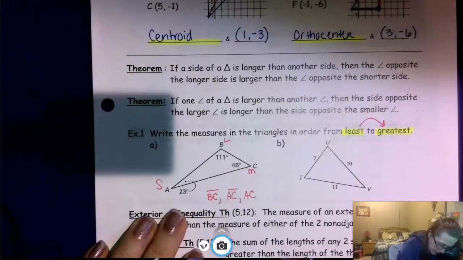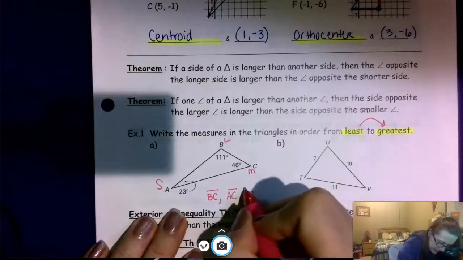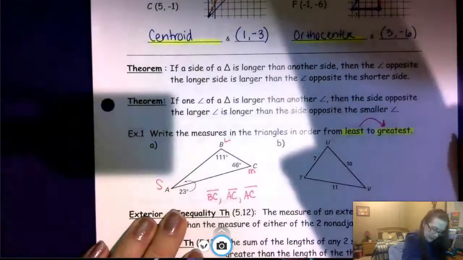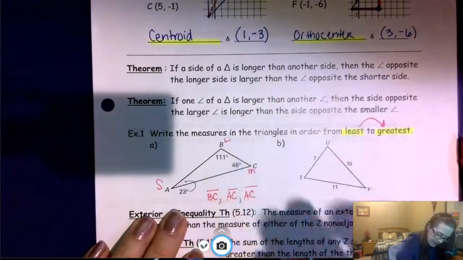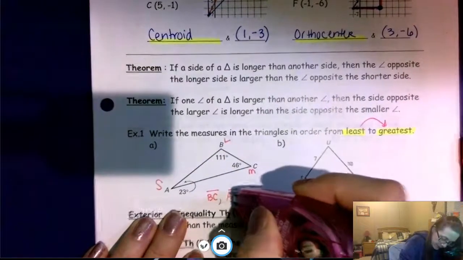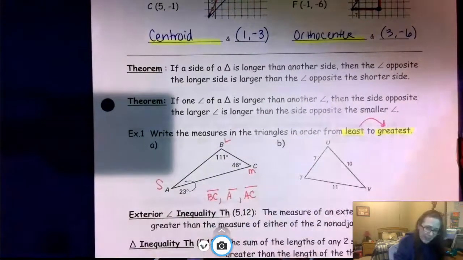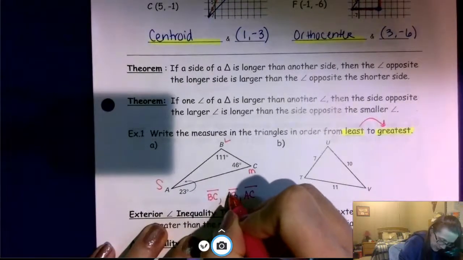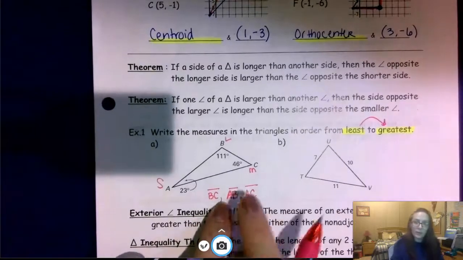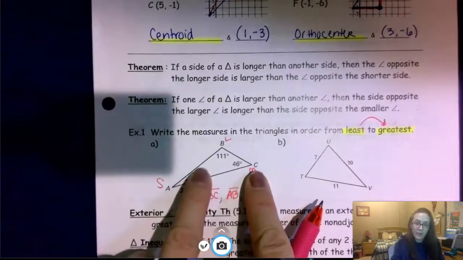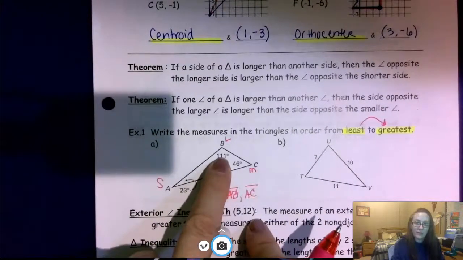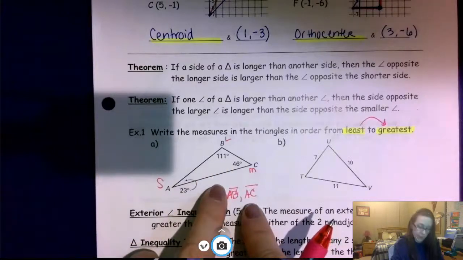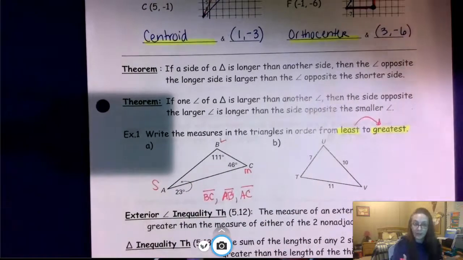Oh, I wrote that wrong. AC is the longest. Across from 46 is AB. I think I said AB, but maybe I didn't. I wrote AC. Okay, so across from 46 is AB over here. Across from B is AC over here. So it's the side that's opposite.